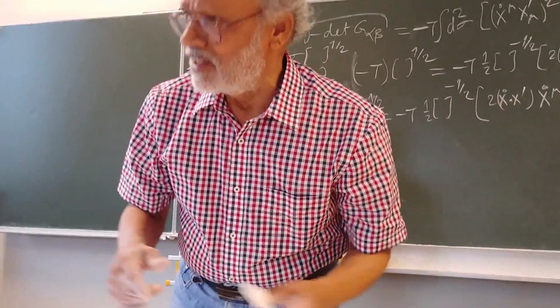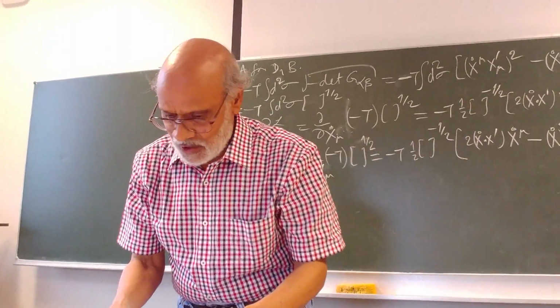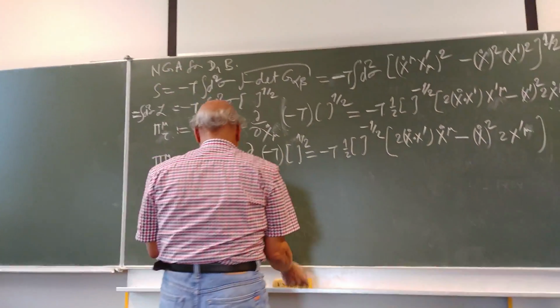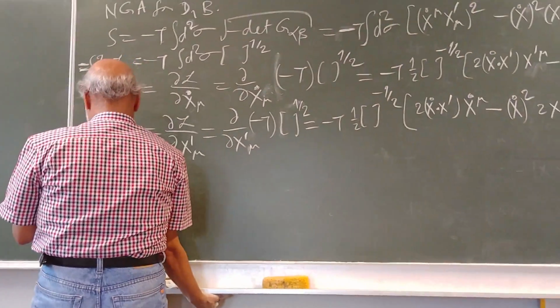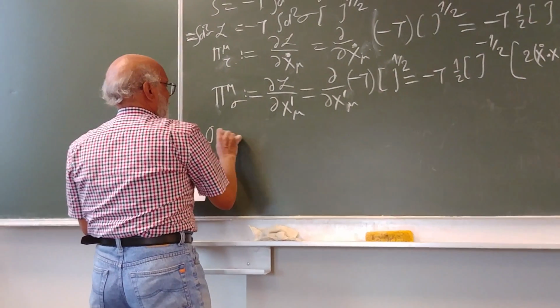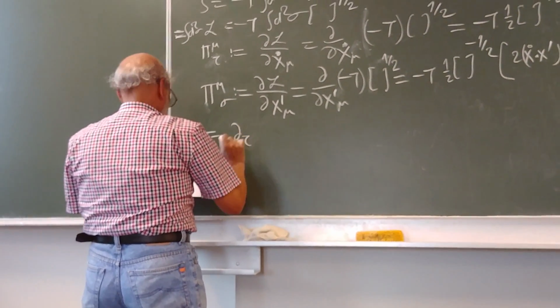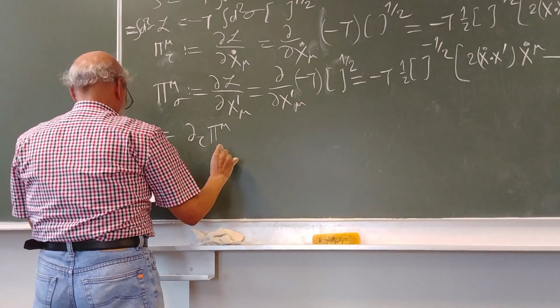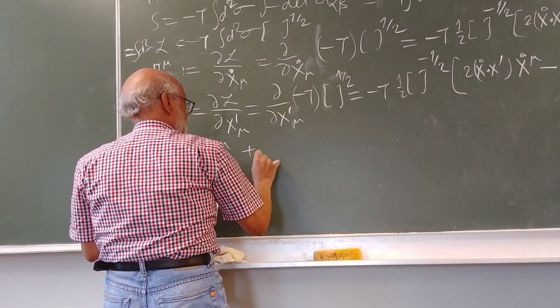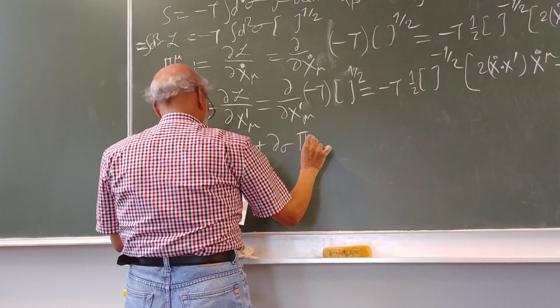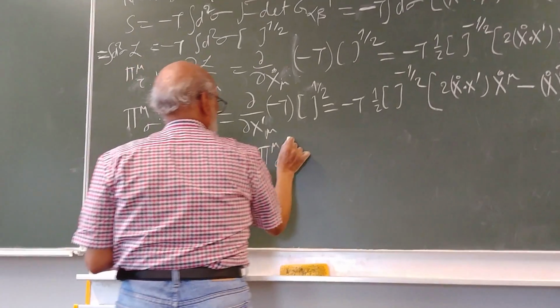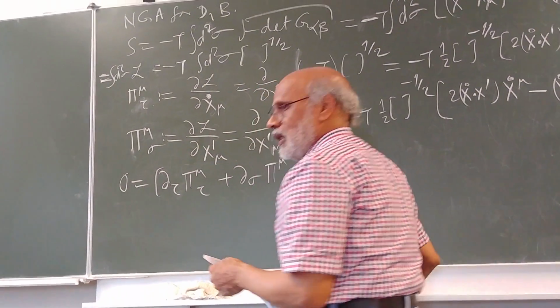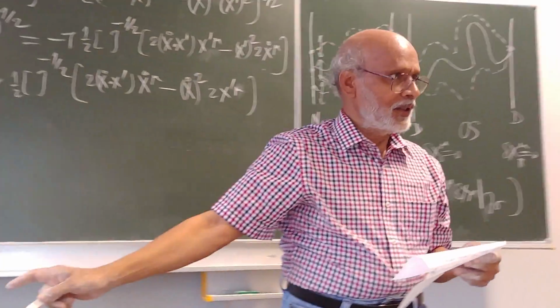I could write the result first and then we prove it, okay? Because these expressions are right in front of us, I would like to mention the final result that I am going to get. The final result is del tau of pi mu tau plus del sigma of pi mu sigma. This object would be 0. We will prove it, okay?